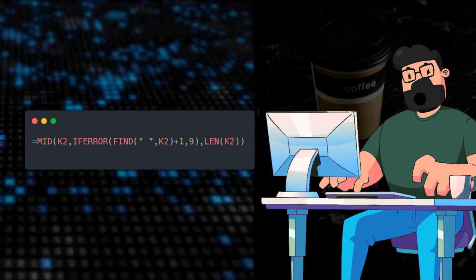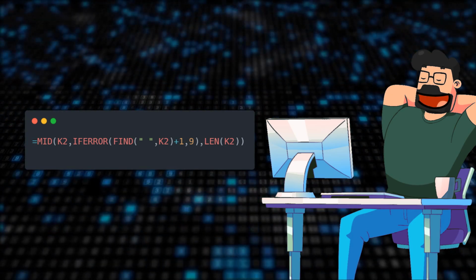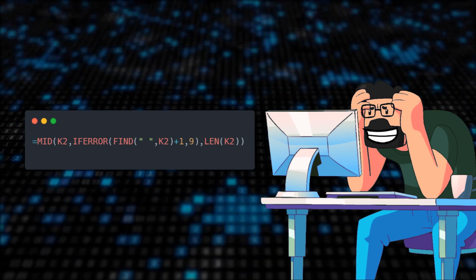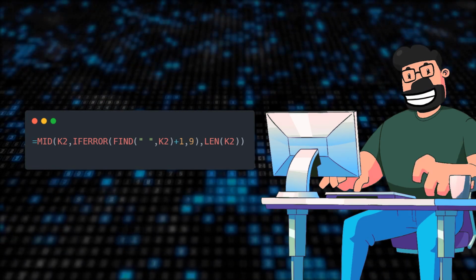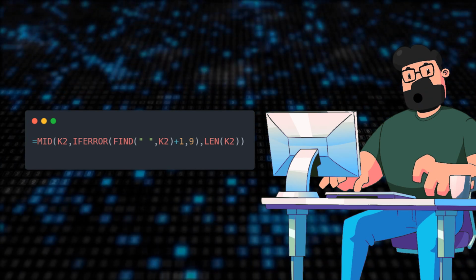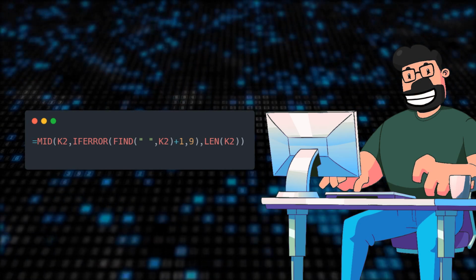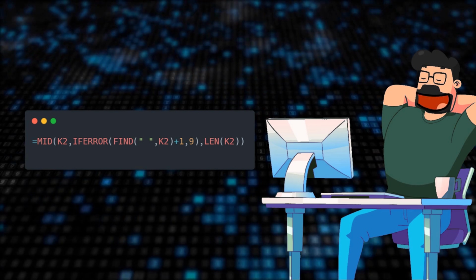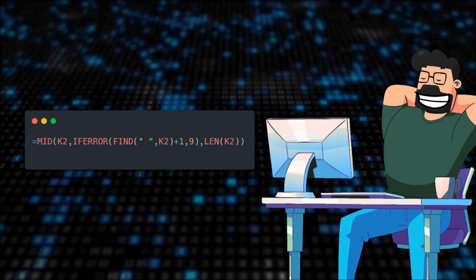Building on the previous solution, an even more concise version of the formula is available. By directly utilizing the MID function along with the IFERROR and FIND functions, we achieve the same outcome more succinctly. This trimmed-down formula eliminates the need for the additional function call on LEN K2 by cleverly incorporating the IFERROR statement within the MID function's parameters. This streamlined approach showcases the flexibility and efficiency of Excel functions when used in harmony to solve our text extraction predicament.